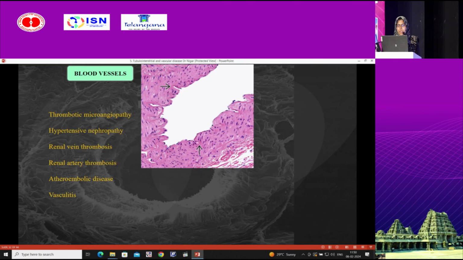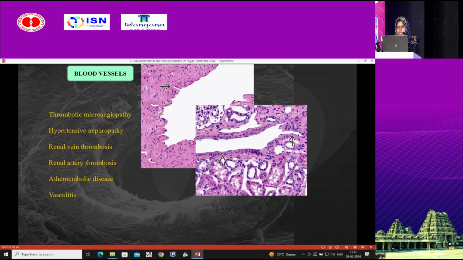Coming to the next compartment, the blood vessels. This is a normal structure of an artery, where you can see that there is a wavy pink line which is refractile, and it's called the internal elastic lamina. The inconspicuous space between the endothelium and the elastic lamina is the intima, and beyond it is the medial layer.